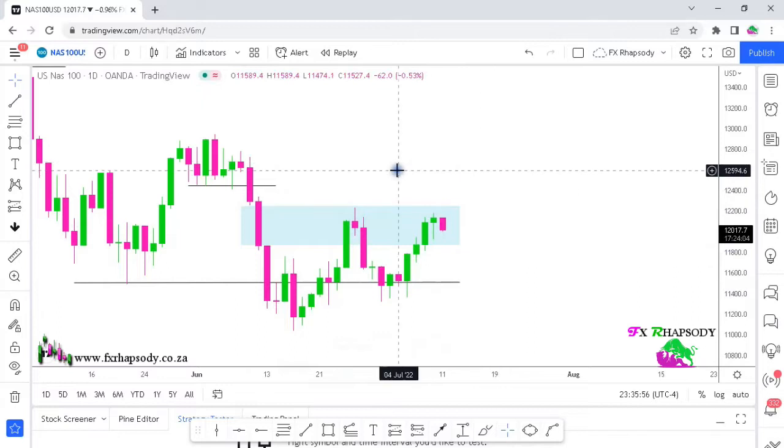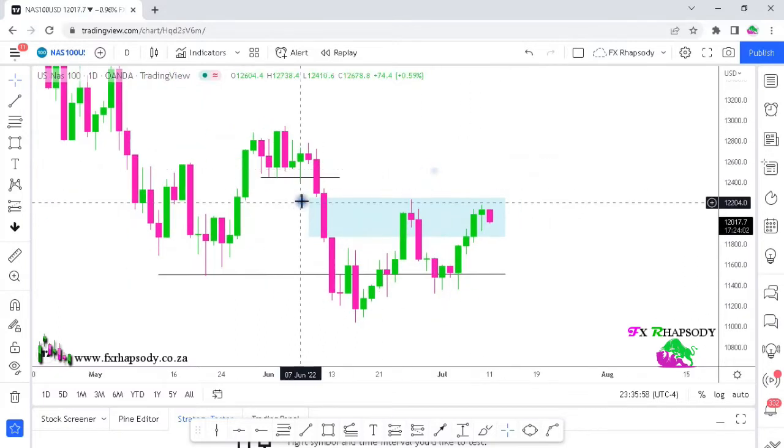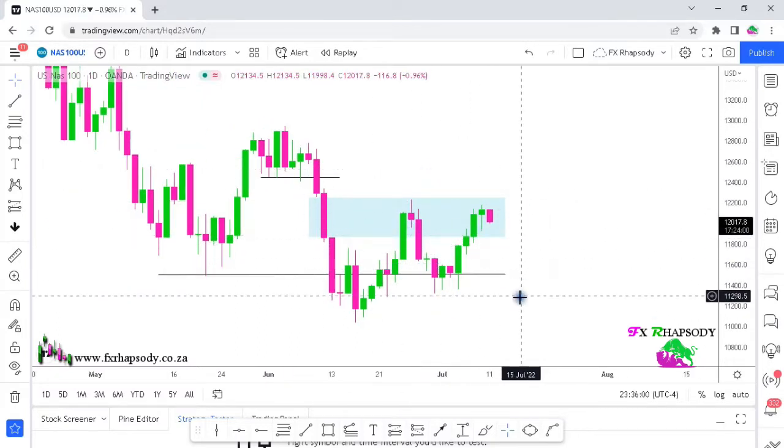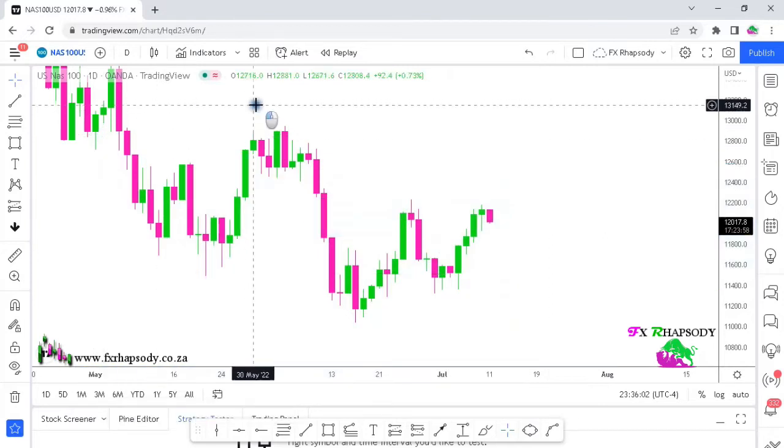So now currently we're seeing price just hovering in this area. Okay, where is it going to go to? Let's have a look.